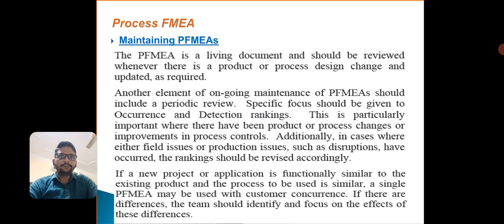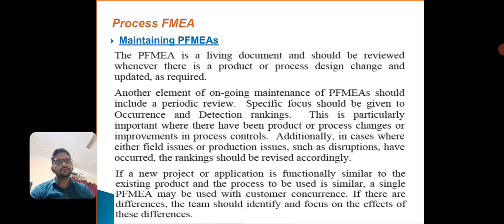Next is maintaining PFMEA. The FMEA is a living document and should be reviewed whenever there is a product or process design change or an update is required. Another element of ongoing maintenance of the FMEA should include a periodic review, with specific focus on occurrence and detection ranking. This is of particular importance where there have been product or process changes, improvement in process control, or in cases where there are either field issues or production issues such as disruptions, and rankings should be revised accordingly.